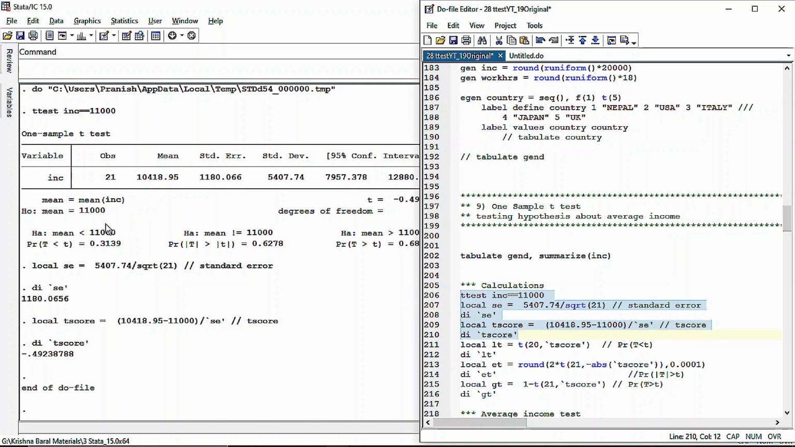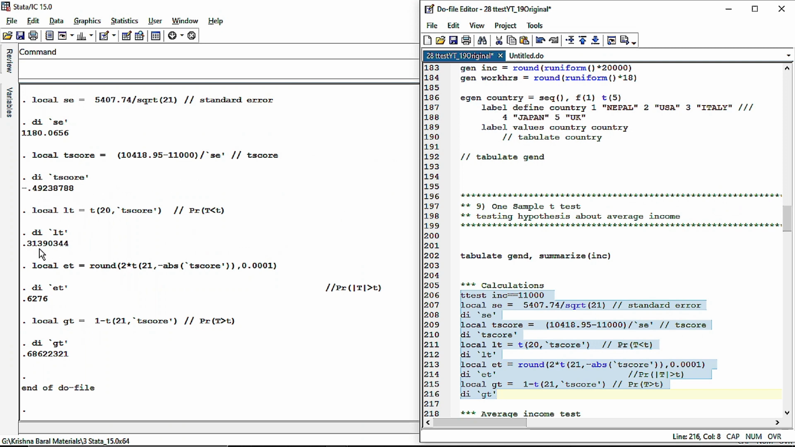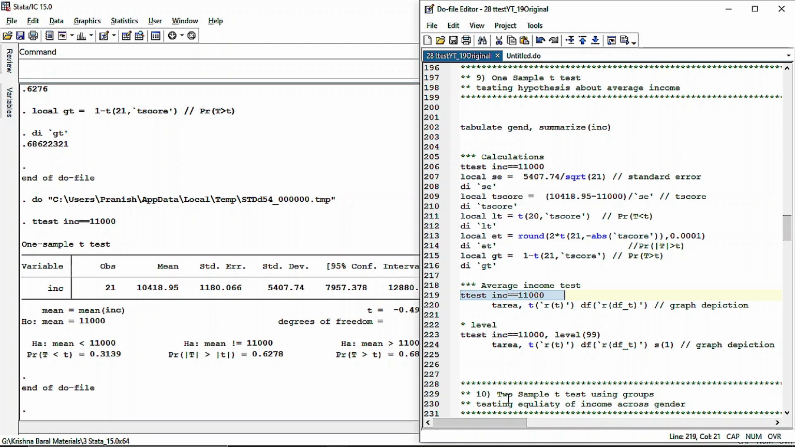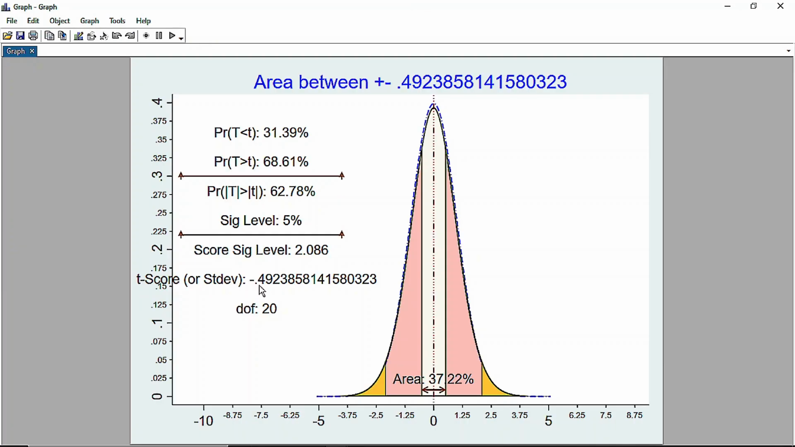Let us see the p-values for the two tail, left tail and right tail tests. It is 31, 62 and 68. Let us see if we get the same values or not. Yes, 31, 62 and 68. Now let us display the table of the test once again, and with the help of the graph we will perform the hypothesis test again. T is minus 0.49, and the p-values are 31, 62 and 68.